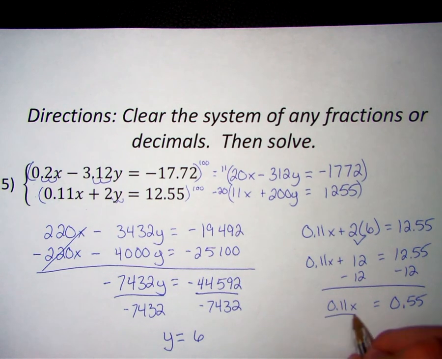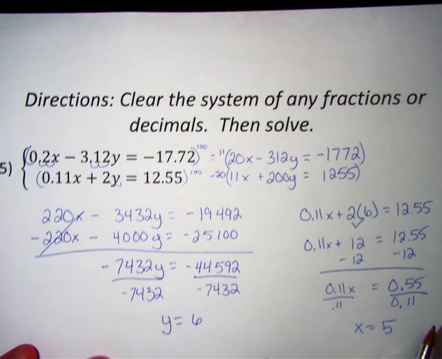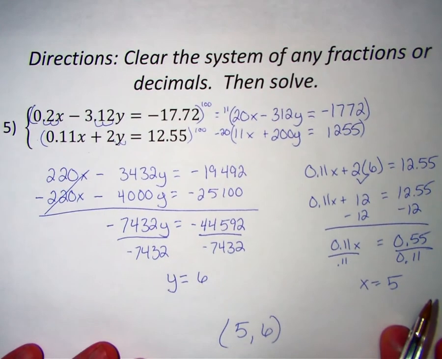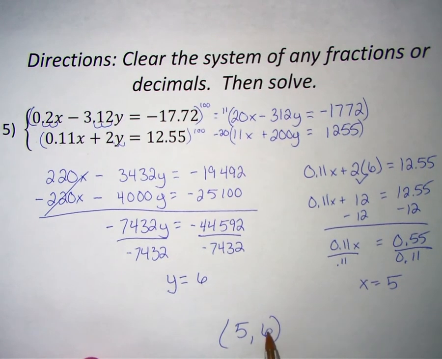And so we're going to divide both sides by 0.11, and x is going to be equal to 5. And so now we've got our solution: (5, 6). You're more than welcome to check that solution in both of your equations, and I highly encourage it, to make sure that you didn't make any mistakes. I'm not going to spend the time doing that now because I want to keep the video a little bit shorter, and I know this solution is correct.